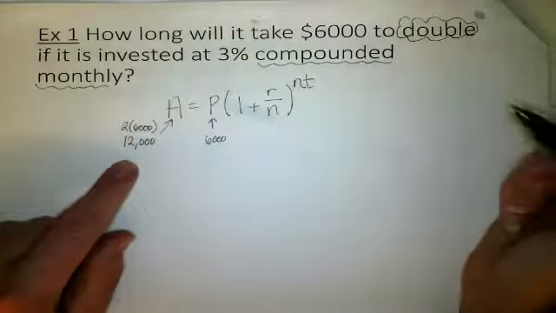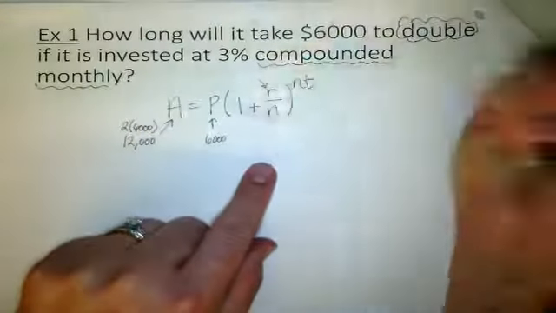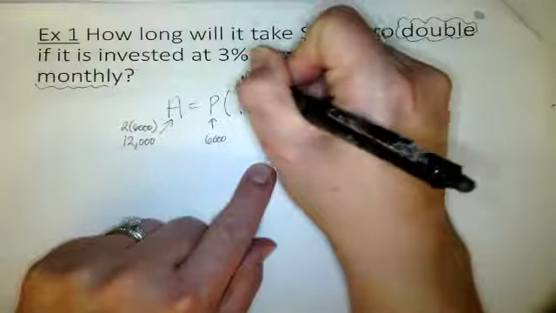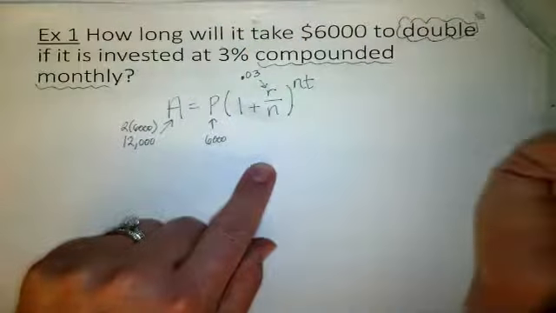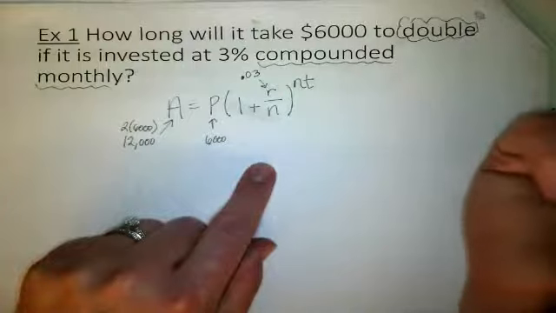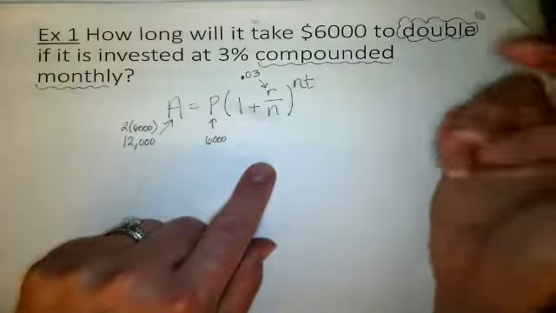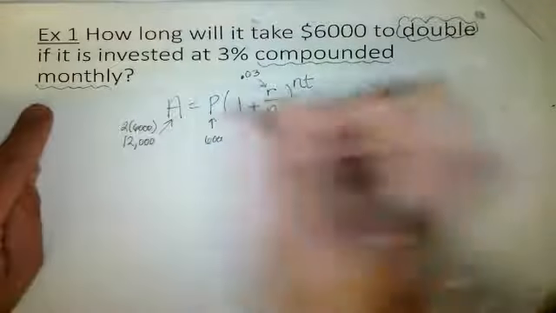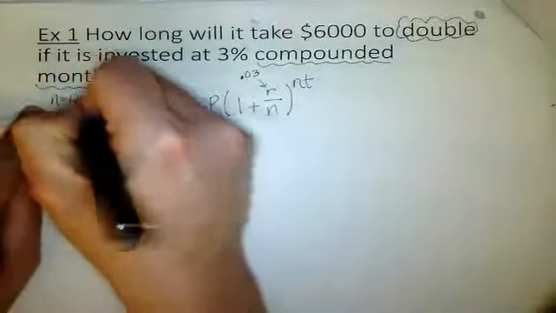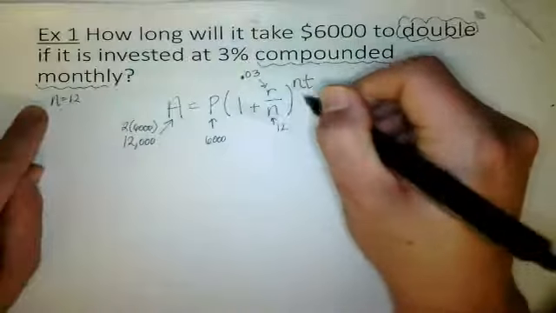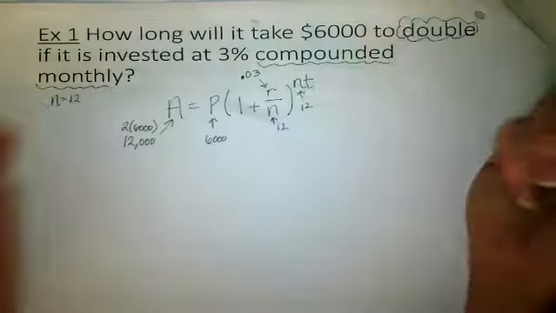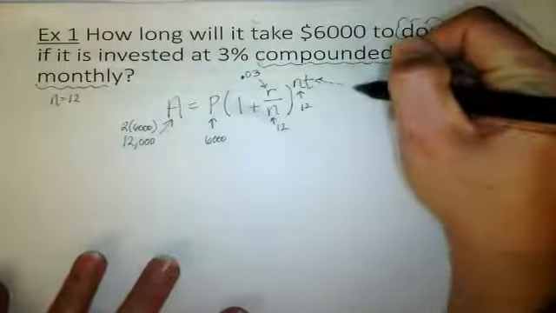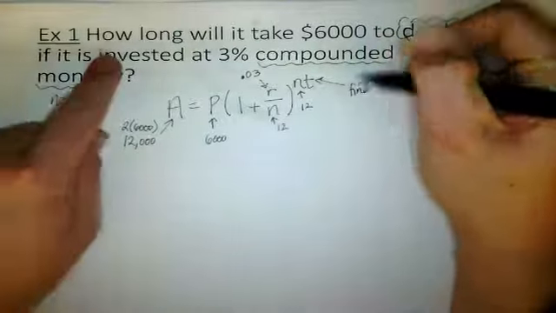Okay. What goes in for the r? 0.03. Good. And n. What is n? Monthly. 12. n is 12. Yes. So 12 there and a 12 there. And what are they asking us to find? t.